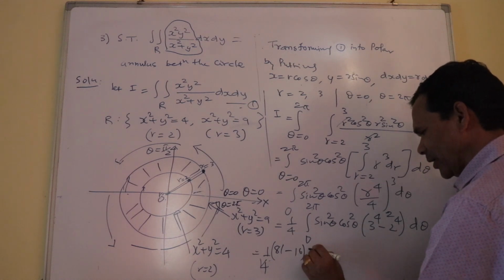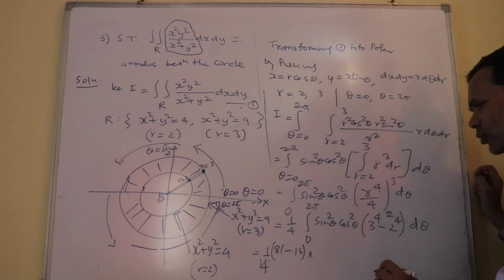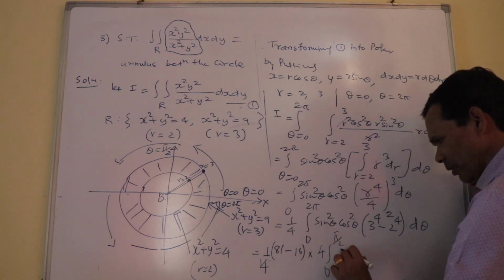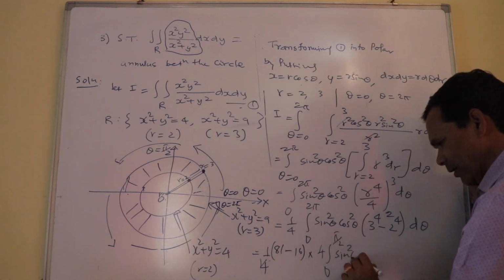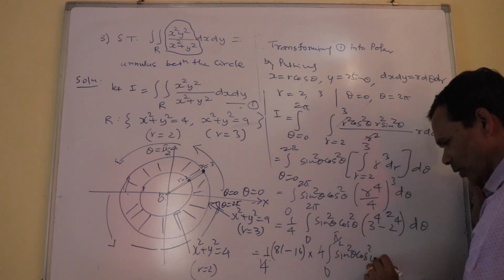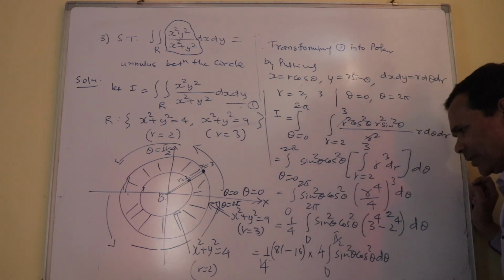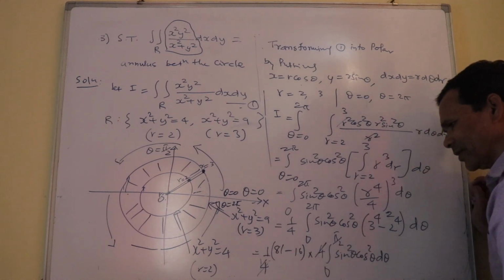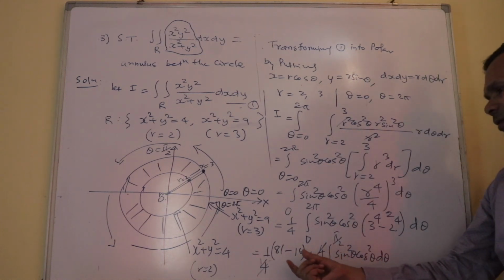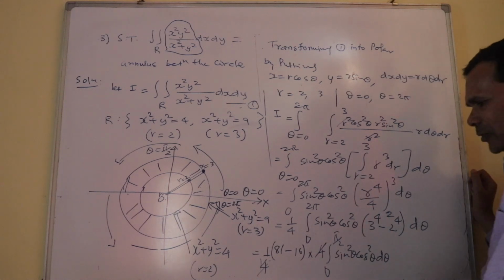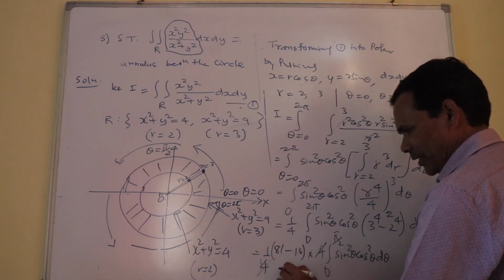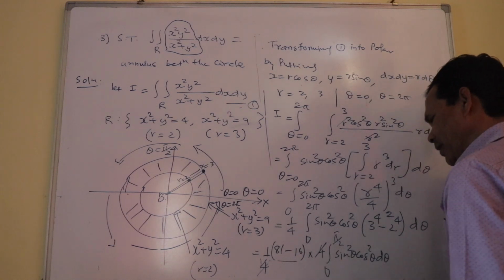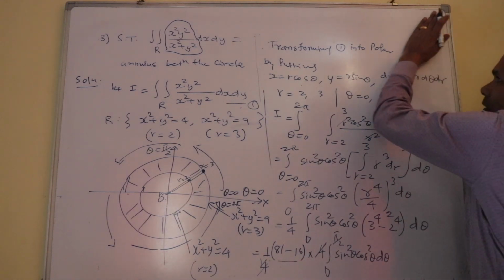I will write this as 2 times 0 to pi, 4 times 0 to pi by 2, by using the property of definite integral, sin square theta cos square theta d theta. I simplify this. This 4 may get cancelled here. So this is 65. What is this? We are getting 81 minus 16. This is 65. So you are getting this as the final answer.